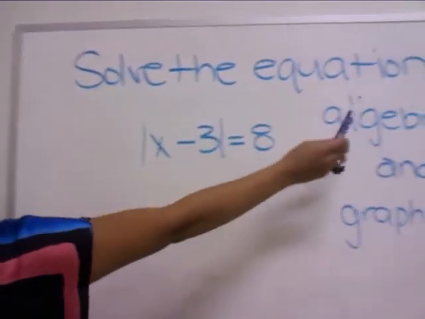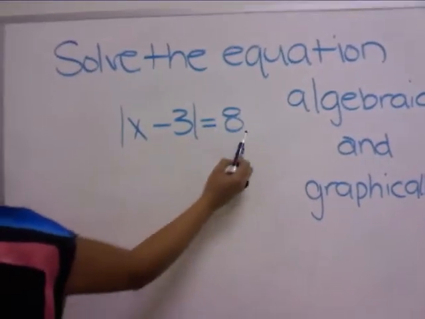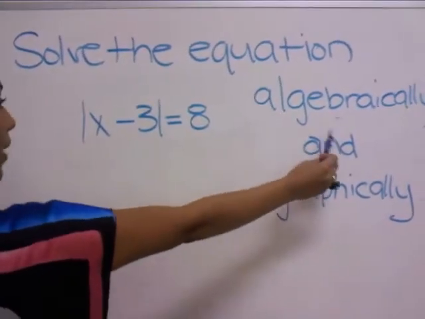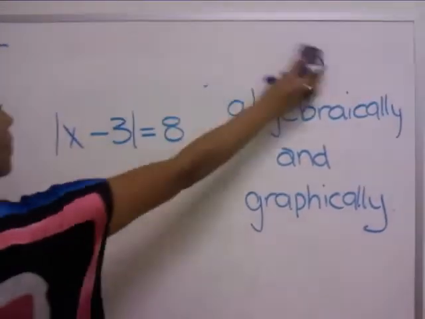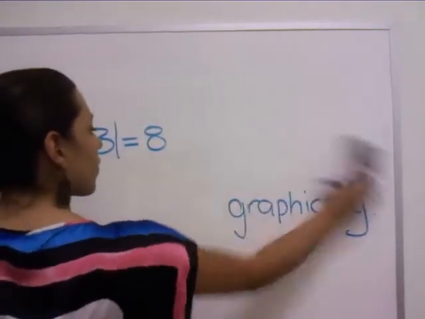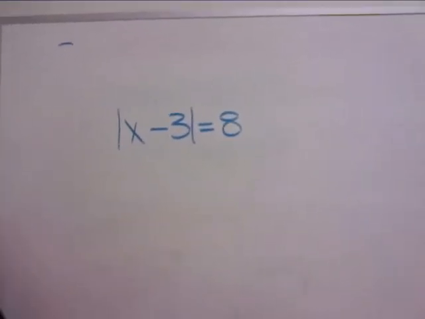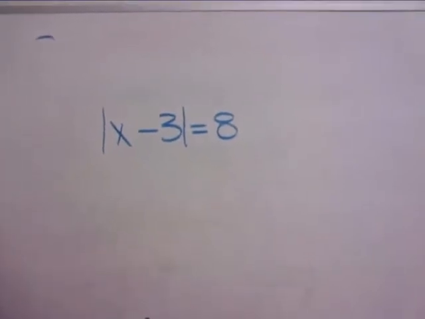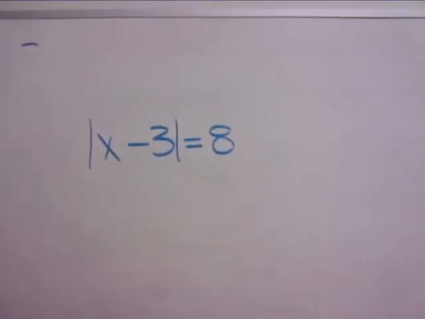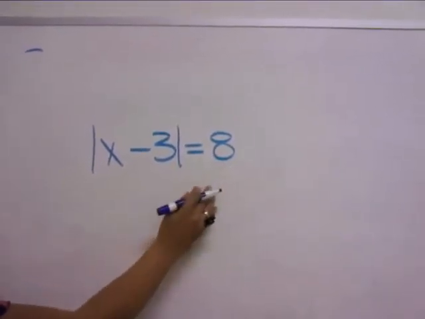Solve the absolute value equation: the absolute value of x minus 3 equals 8. I'm going to show you how to do it algebraically and graphically. Using the absolute value equation definition, we see that the absolute value of the expression equals 8, so the expression is either negative 8 or 8.